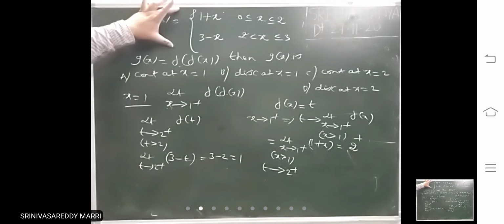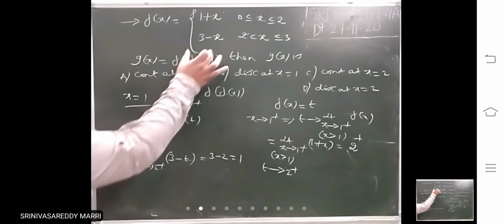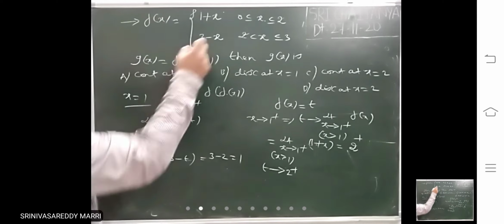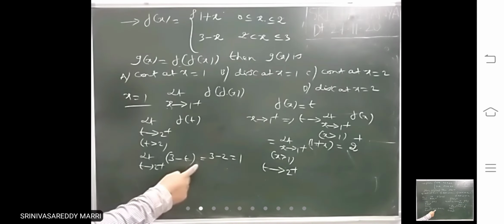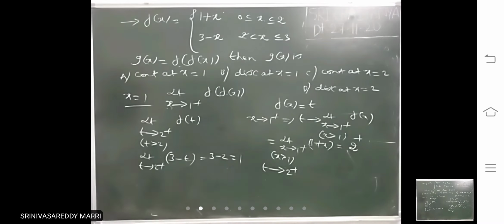Now you have the function definition. When t is greater than 2, what is the definition? F of x is 3 minus x. F of t is what? 3 minus t. Therefore 3 minus 2, that is 1. That means for this function the right hand limit is 1.